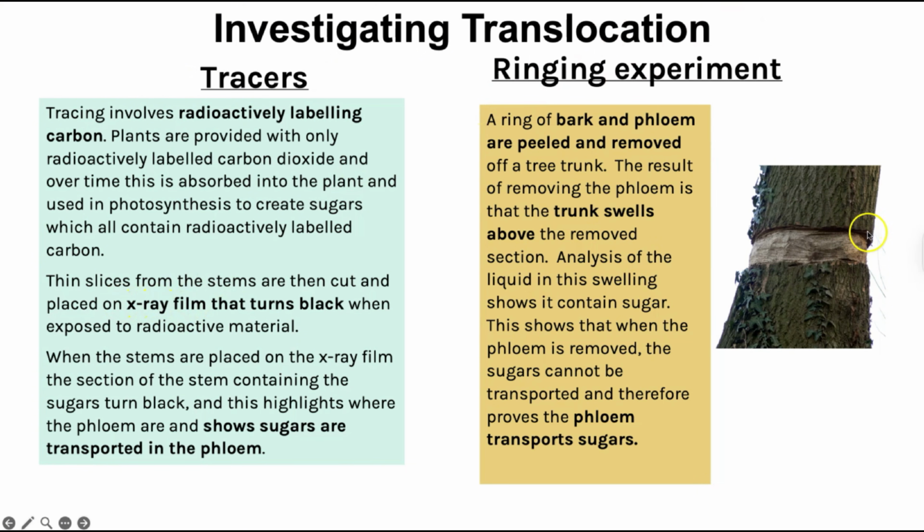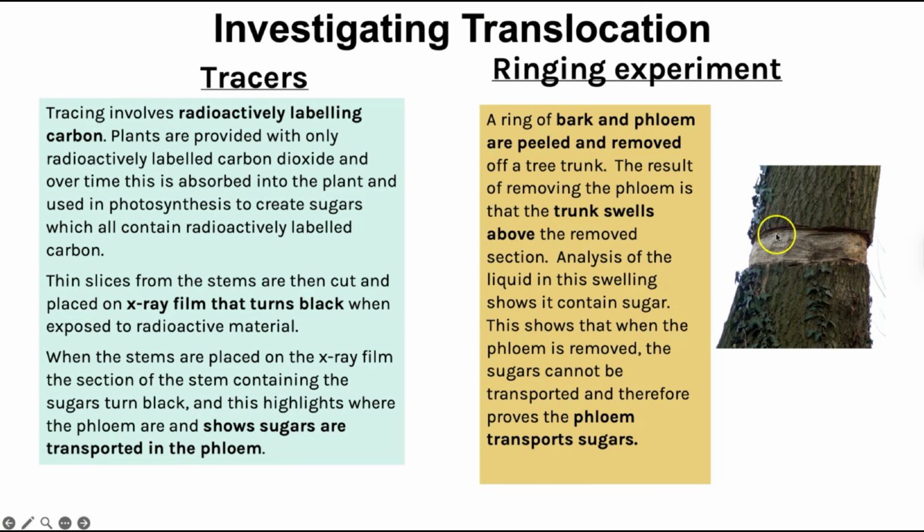Ringing experiments is when a ring of bark, which will contain the phloem, is peeled and removed from a tree trunk. This can actually also be done on stems of smaller plants as well. And the result of removing the phloem is the tree starts to bulge here and here, so above where it's been removed. And that bulging, you can remove the liquid and analyse it to see it contains sucrose.